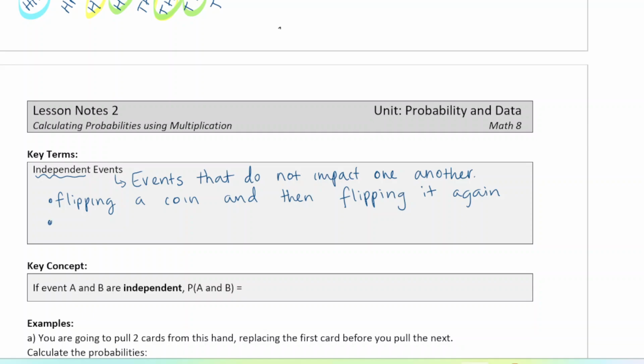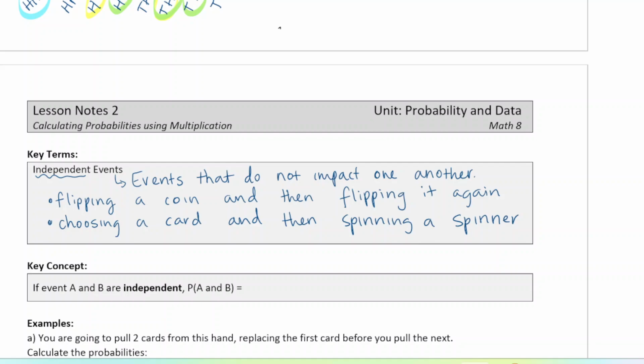Another example would be choosing a card from a deck and then spinning a spinner. The cards and the spinners are totally unrelated. They have no impact on one another.